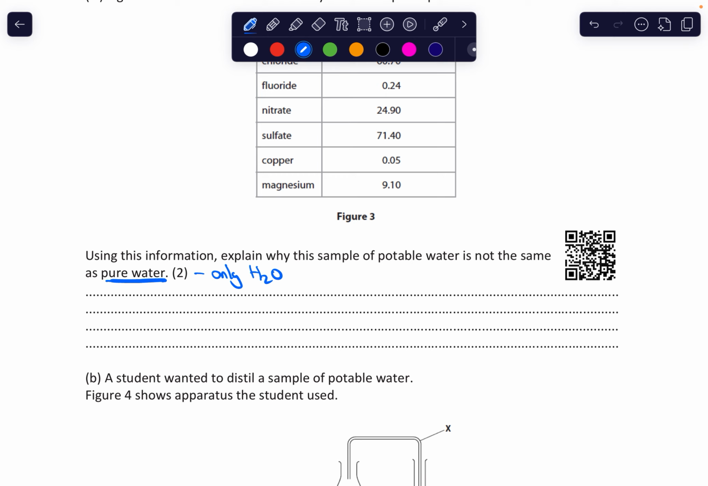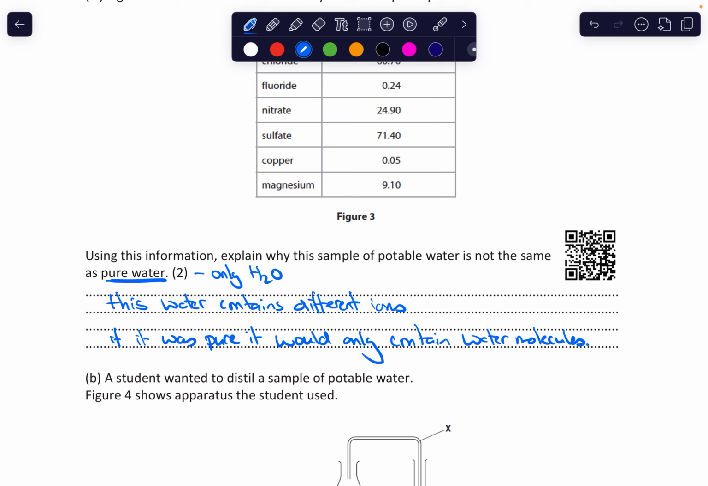So to do that, I'm going to say that this water contains different ions. If it was pure, it would only contain water molecules. Okay, 2 marks, 1 mark for each line in there.